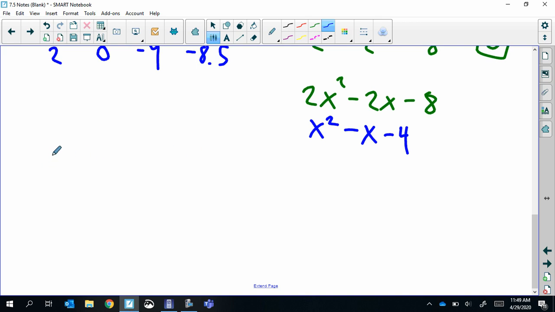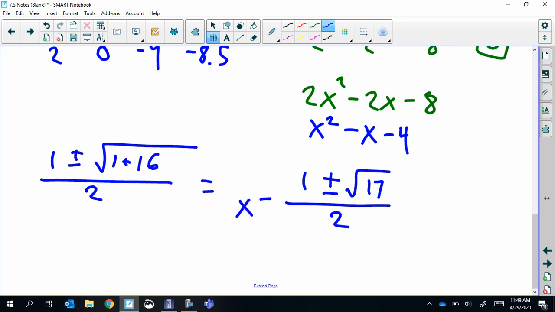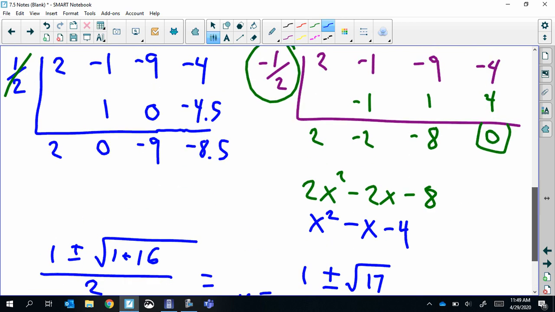So negative b plus or minus the square root of b squared, 1 squared is 1, minus 4ac. So negative 4 times 1 is negative 4, times negative 4 is plus 16, over 2a. 2 times 1 is 2. So that simplifies to 1 plus or minus the square root of 17. There is no square root of 17. That does not simplify, over 2. And then our other root that we had was negative 1/2.